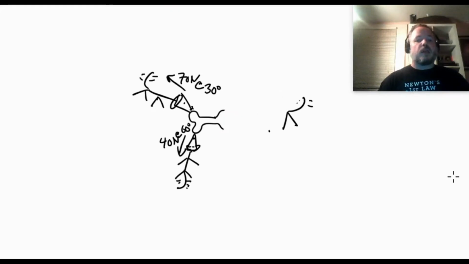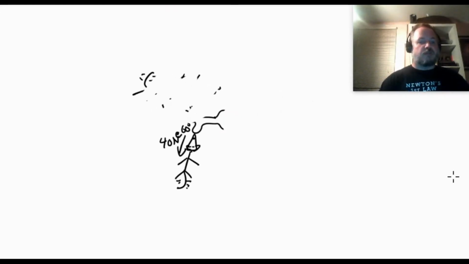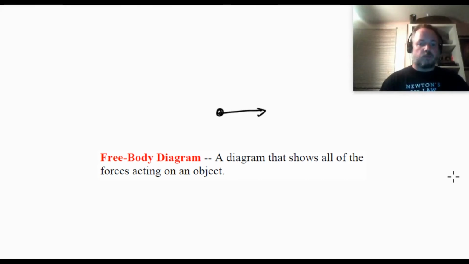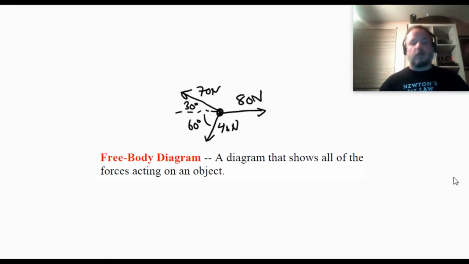So, in order to help a physicist or a physics student visualize and draw these types of problems, what we have is something called a free body diagram. And the free body diagram for this situation looks like this. Watch how fast this is to draw. Ready? Done. All right, so that is our free body diagram of our situation.